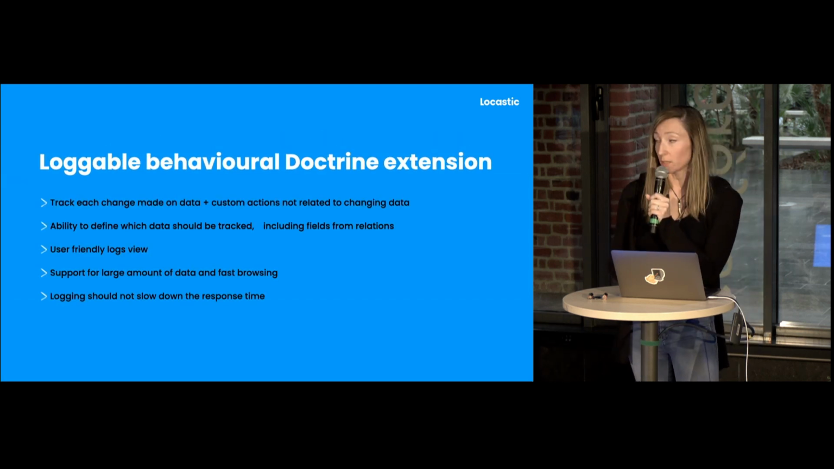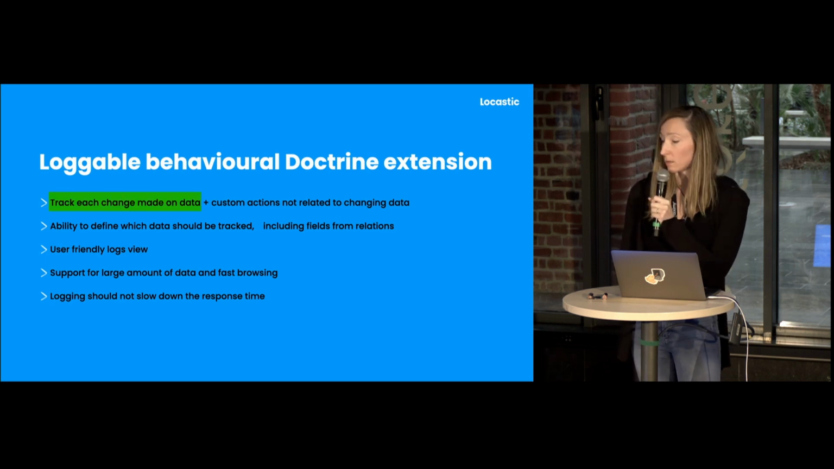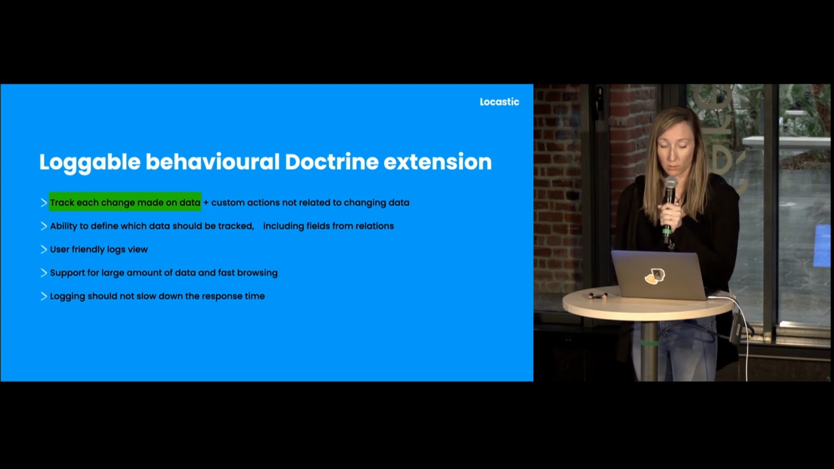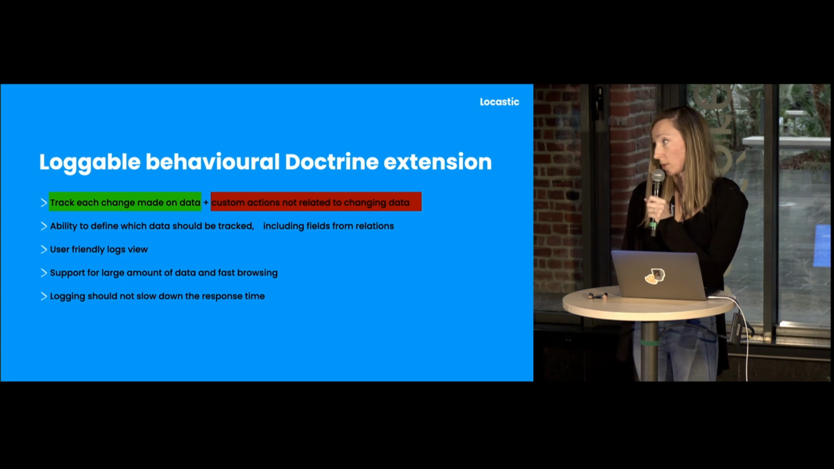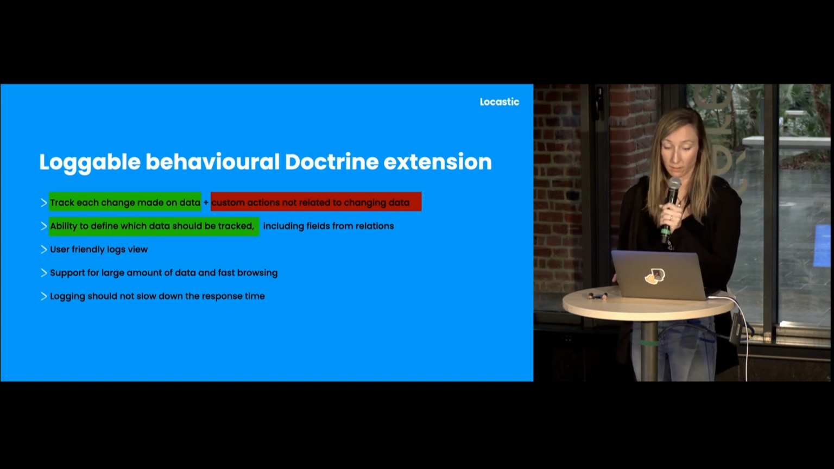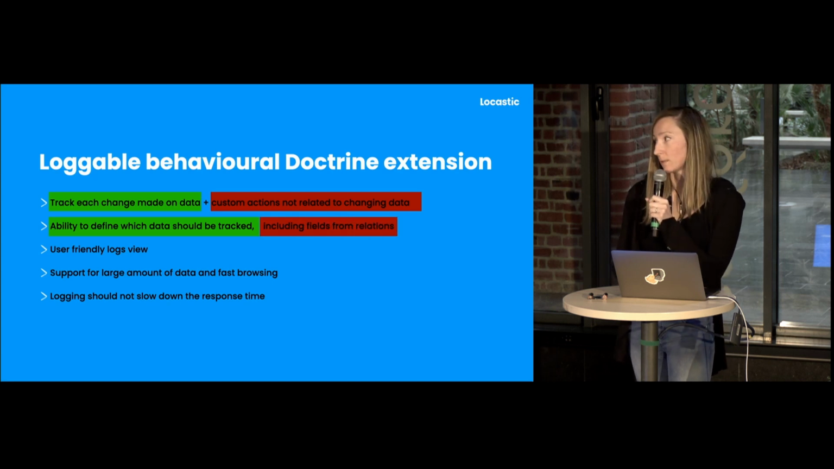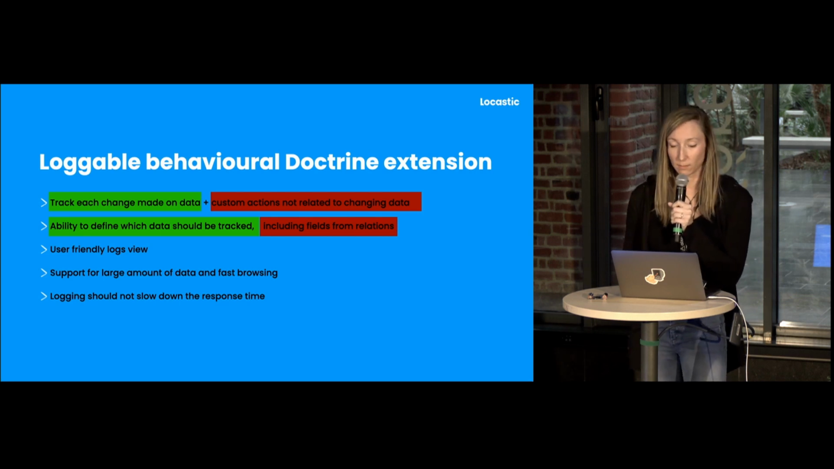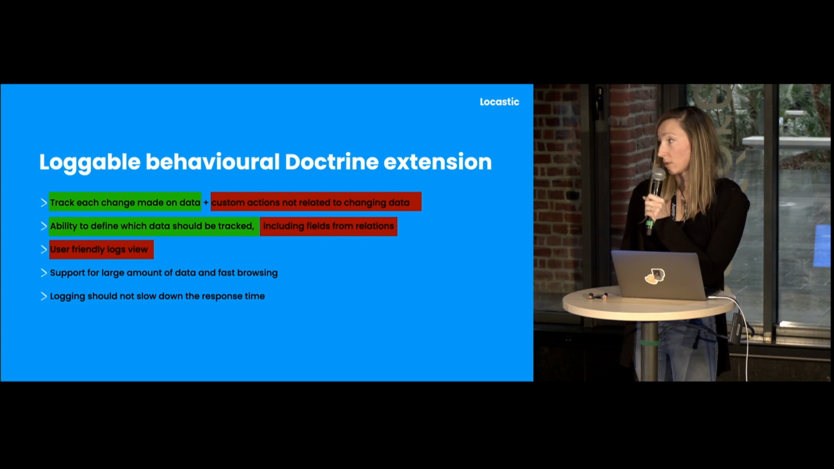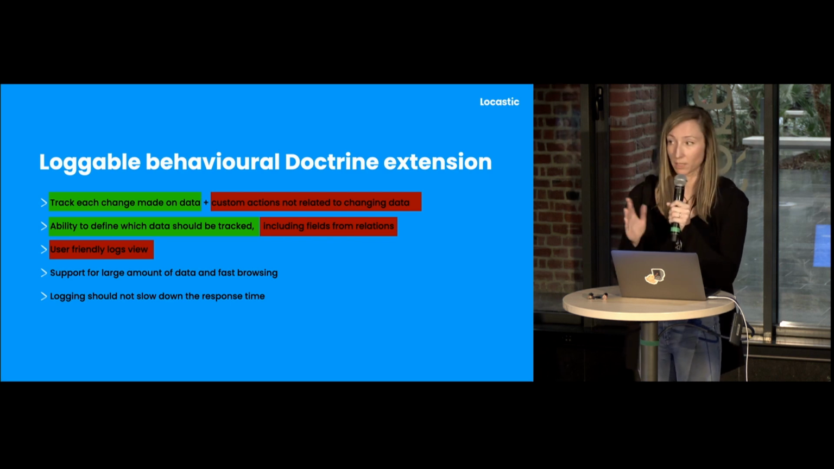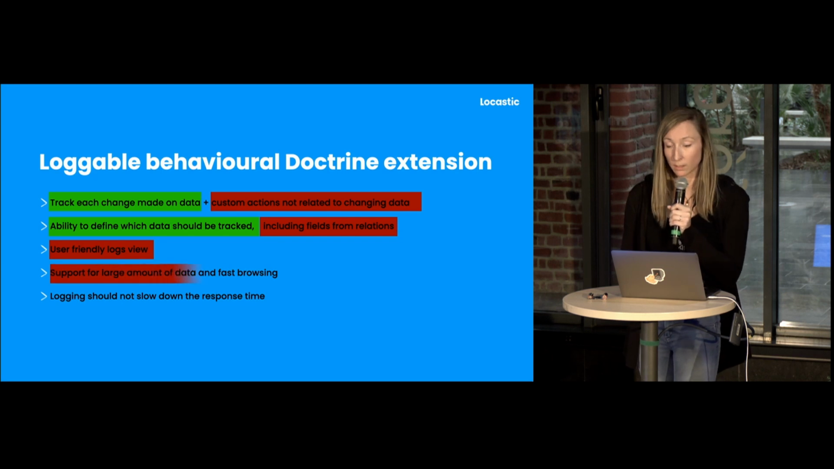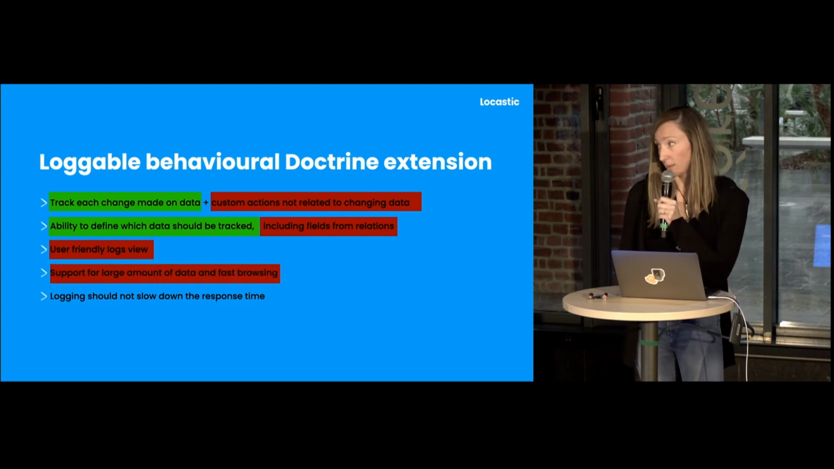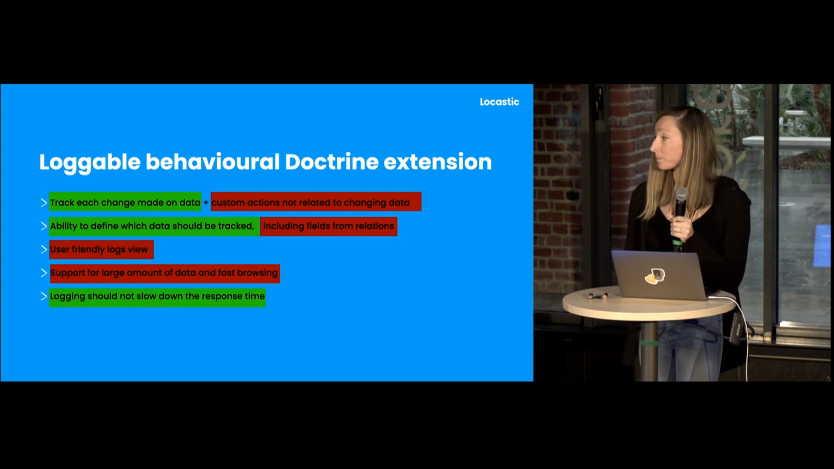Okay, so to go back to our list of goals, let's see which ones we managed to fill and which ones not. So we can track each change made on data, but not the custom actions. We can also define which fields we want to track, but unfortunately this one doesn't support the relations. So it supports only the database table fields. Logs are not very user-friendly unless you make some kind of a mapper to the fields. It doesn't support a large amount of data and browsing. And the logging didn't really slow down the response time.